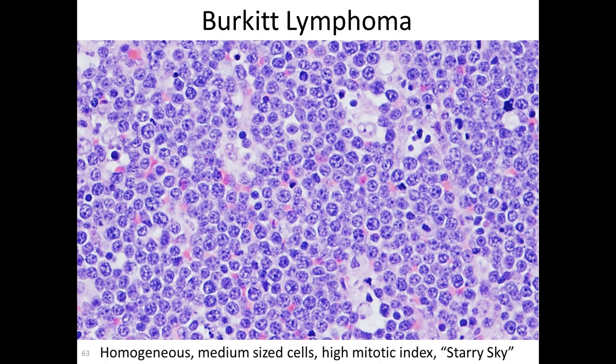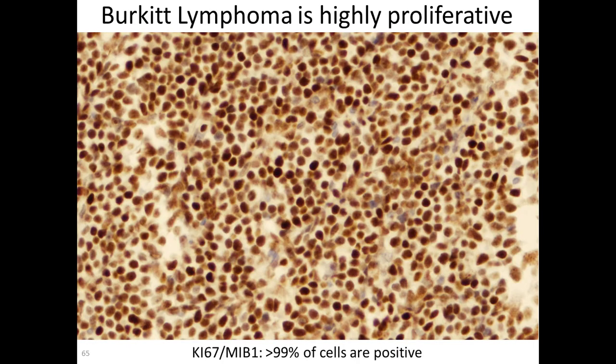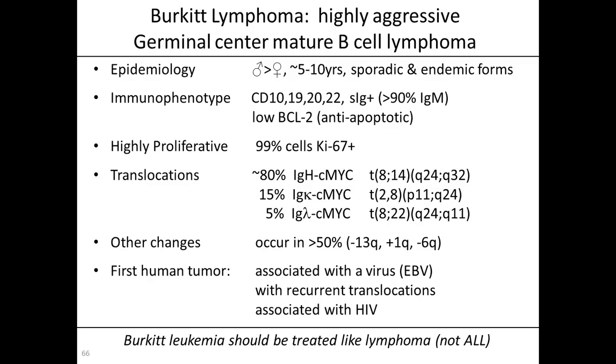Burkitt lymphoma, this is the classic Van Gogh starry sky. You can see sheets of round blue cells that are medium-sized. They have a high mitotic index, and then they've got these little stars in the sky where macrophages are eating apoptotic debris. This is Burkitt lymphoma in the bone marrow. Again, you see the stars in the skies. It's highly proliferative. This is MIB1 staining, and 99% of the cells are positive, so very aggressive. These can double overnight. And so Burkitt lymphoma, highly aggressive germinal cell mature B cell.